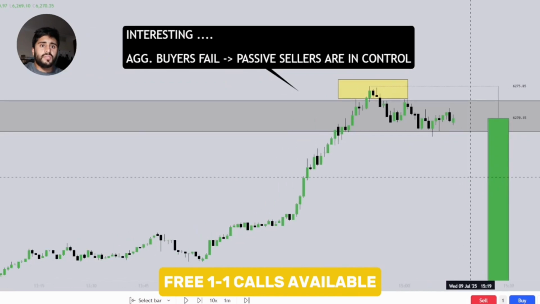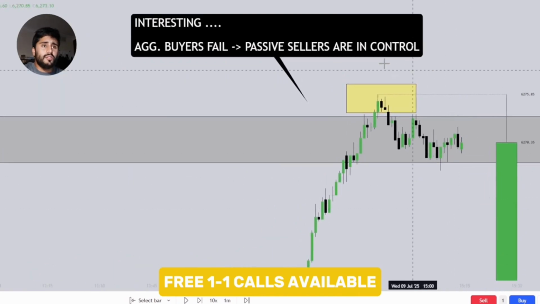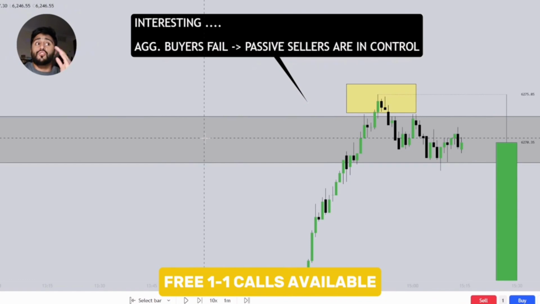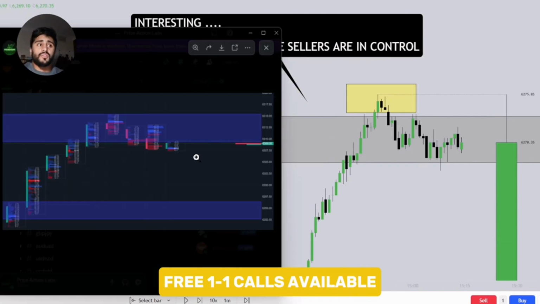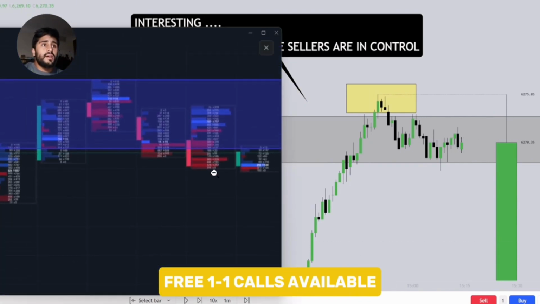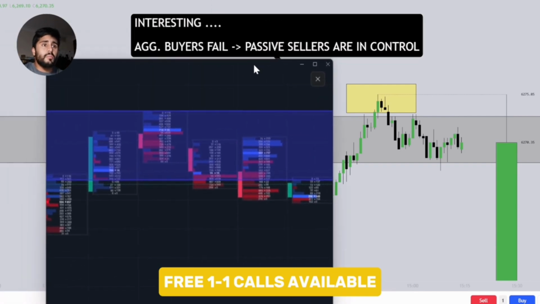So this yellow box is what we're going to be studying. It's interesting that aggressive buyers are failing. This is how a supply area forms. A supply area forms when aggressive buyers fail.